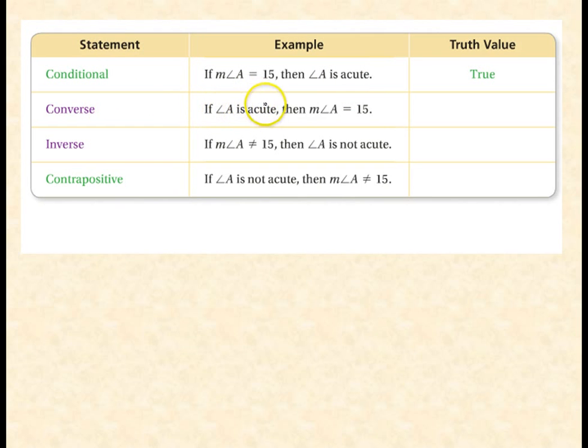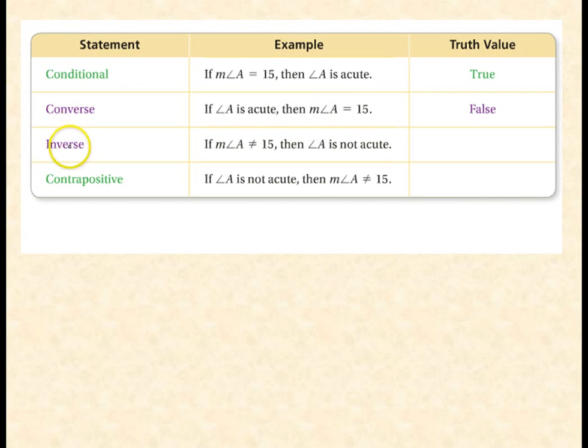How about the converse of that statement? If angle A is acute, then the measure of angle A equals 15. Is that always true? If you have an acute angle, is the measure of that angle always 15 degrees? No, it could be 16 degrees, it could be 1 degree, it could be 89.7 degrees. There's a lot of different measurements that an acute angle can have other than just 15 degrees. So that statement is false. And we could have a counterexample: how about the measure of angle A equals 20 degrees? There's an acute angle that's not 15 degrees.